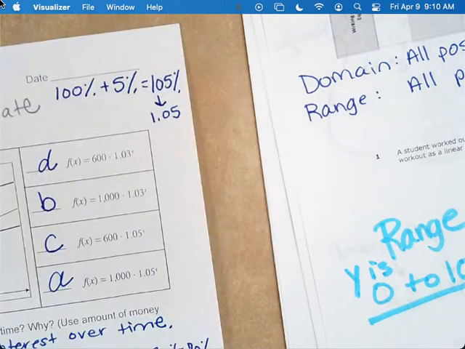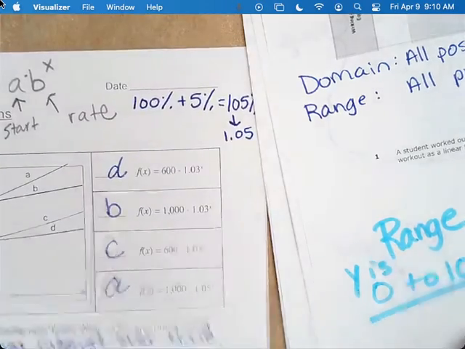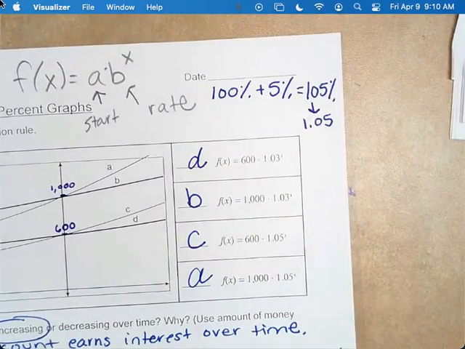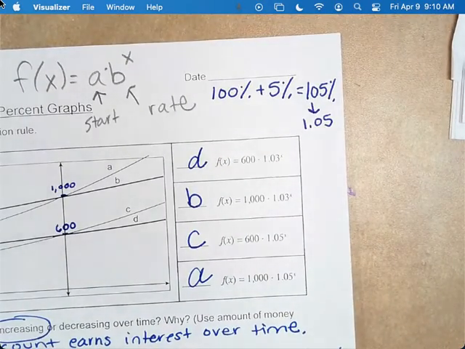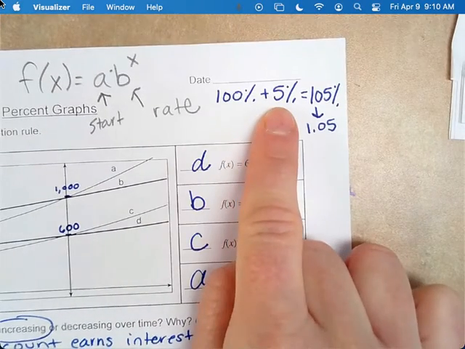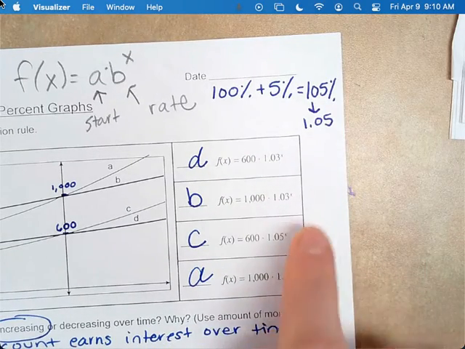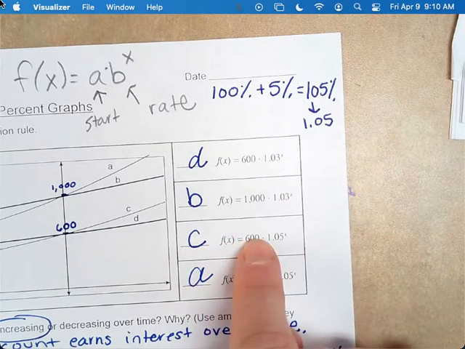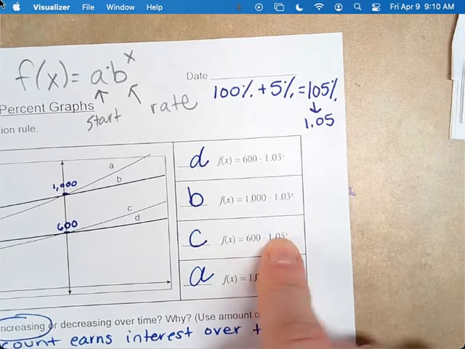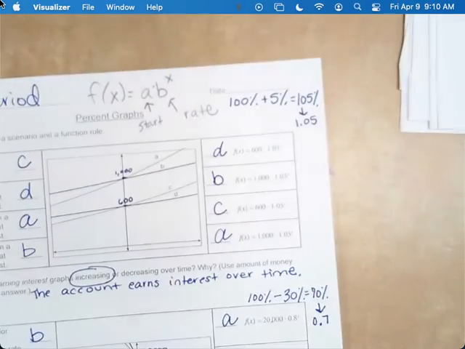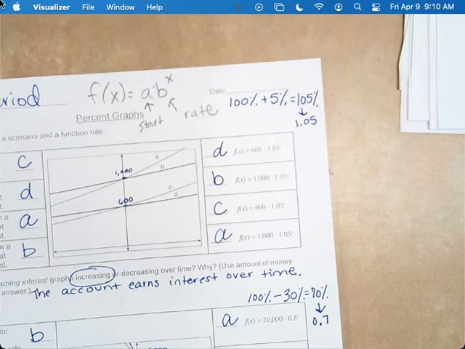So if I already have $600 in my account, then 100% is that $600. And then I'm increasing that amount by a certain interest rate. So that's why I add the 5% to it to get the 1.05. And that's for, let's say C, 600 times 1.05 to the x. So whenever you have an increase, you add 100% to it.